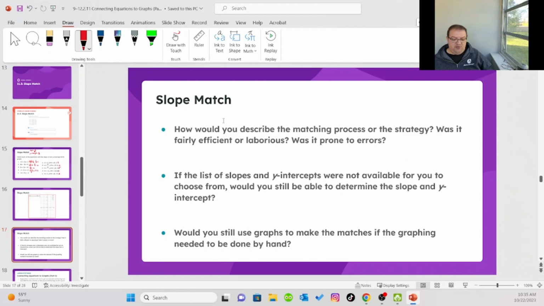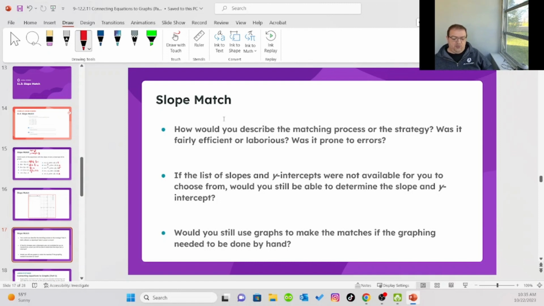How would you describe the matching process or the strategy? Was it fairly efficient or laborious? Was it prone to errors? I tend to think this is a fairly efficient and quick method that does not have errors.